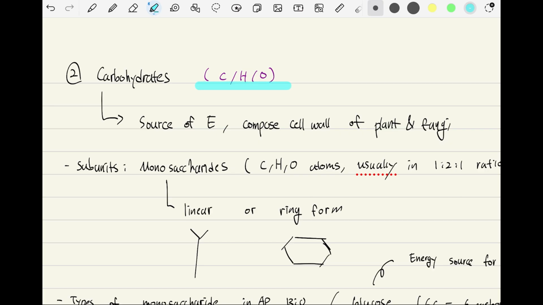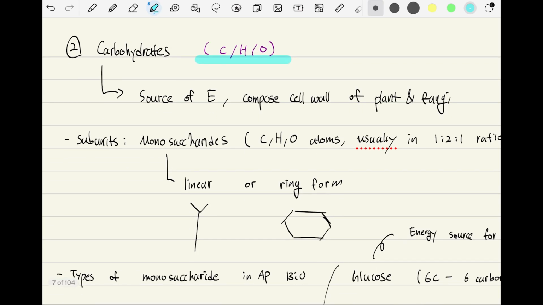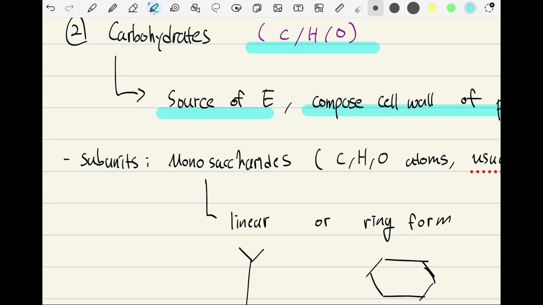Carbohydrates are mainly made of carbon, hydrogen, and oxygen, and they are usually the source of energy. They also compose the cell wall of plants and fungi. And when we say source of energy, it's really easy to find it in our real life because when you want to study, you usually eat something to get energy for studying.